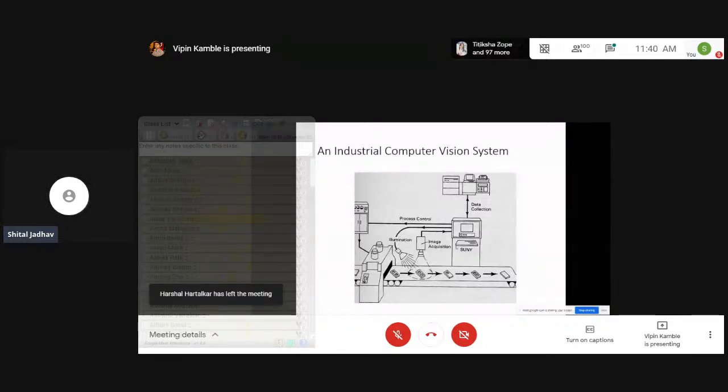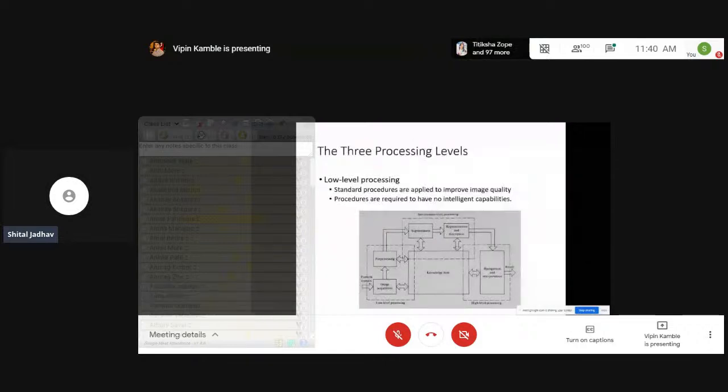So there are three level processing, like the basic low level processing in which the standard procedures are applied to improve image quality. It was one of my topics of research, and the procedures are required to have low intelligence capabilities, like to have an image, go for image acquisition, processing, then you can have segmentation, representation, description, and finally recognition and interpretation, which will give you the result.